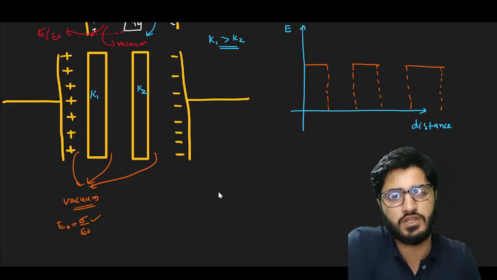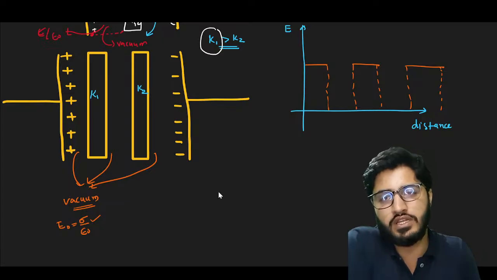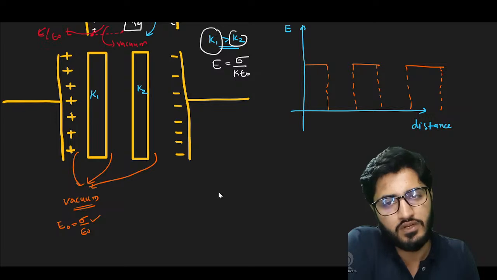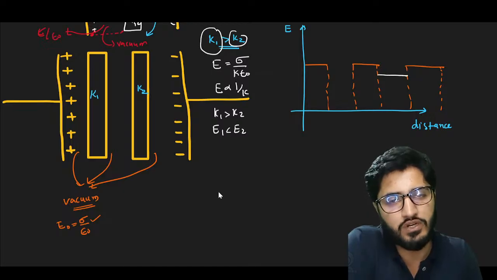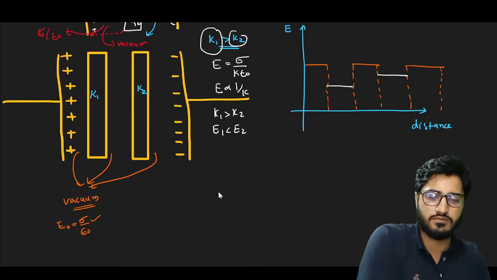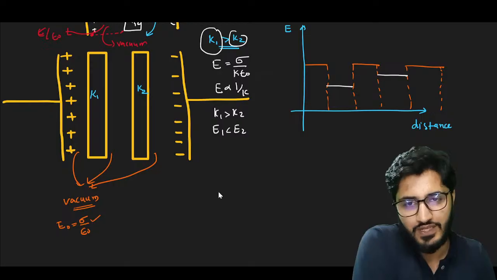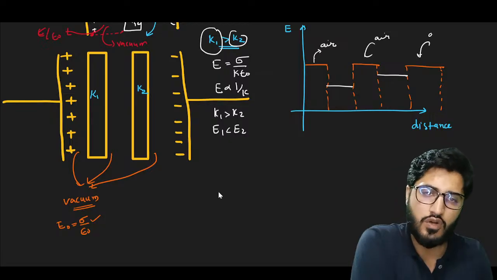Okay, now K1 is more than K2. What does it mean? So what is E? Sir, E is equal to sigma by K times epsilon naught. Done. So can I write now that E is inversely proportional to K? If K1 is more than K2, then E1 is less than E2. E2 is more, E1 is less. Okay, this is how this graph will look. This particular side shade is air or vacuum. The first one is K1, this one is K2.